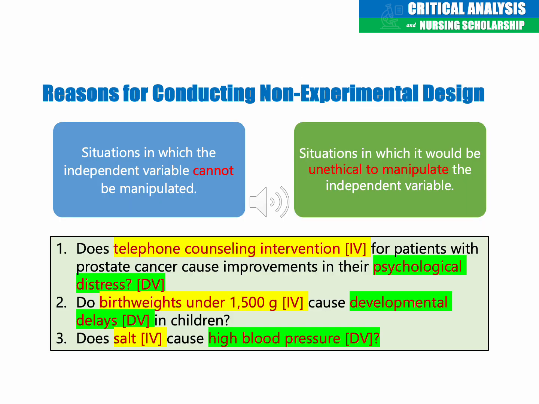Now, what are the reasons for conducting non-experimental design? First, situations in which the independent variable cannot be manipulated. Now, what are those variables that cannot be manipulated? For example, age. We cannot change or manipulate age. And the second one is situations in which it would be unethical to manipulate the independent variable. I want you to look at the PowerPoint. Birth weights, salt intake, these are variables which, when manipulated, can cause ethical implications, and hence non-experimental research design is used.